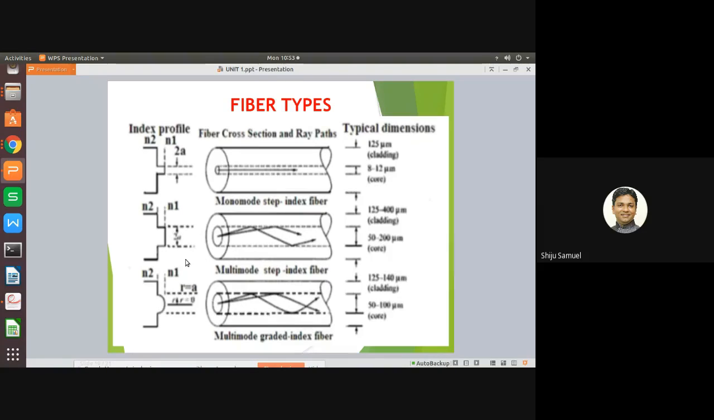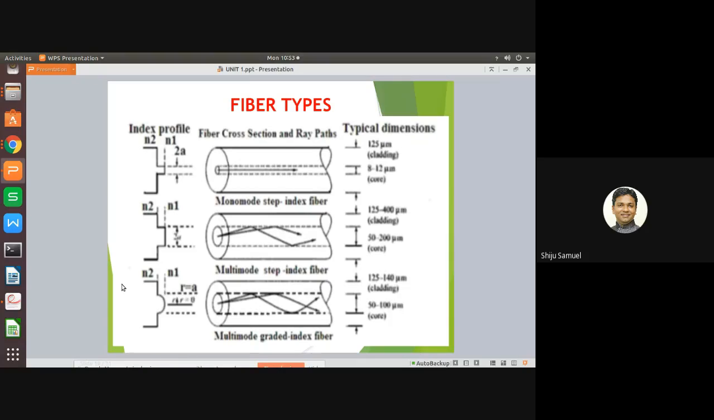When you go for the multi-mode step index fiber, what is the condition? The core diameter is 50 to 200 micrometer, so it is greater than the monomode step index fiber. It is large enough to allow the propagation of many modes, many modes in the sense many rays, within the core. That is, multiple rays should be accepted. So this is the basic difference between the monomode step index fiber and the multi-mode step index fiber.